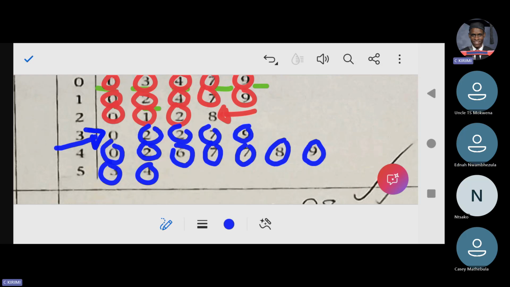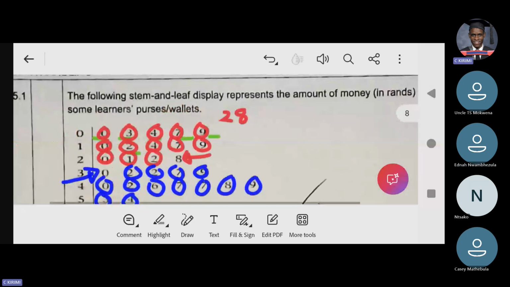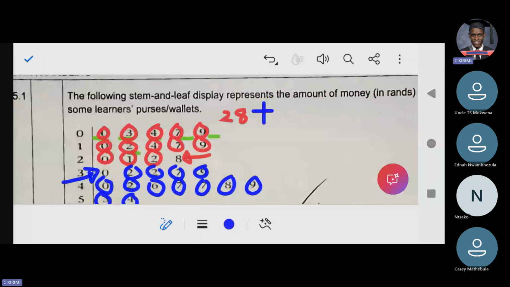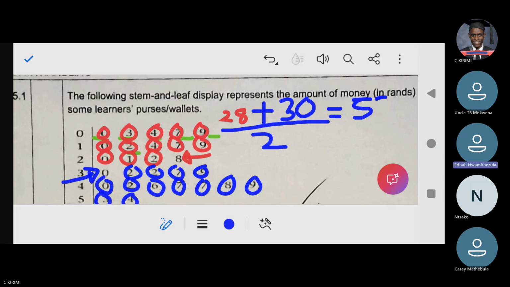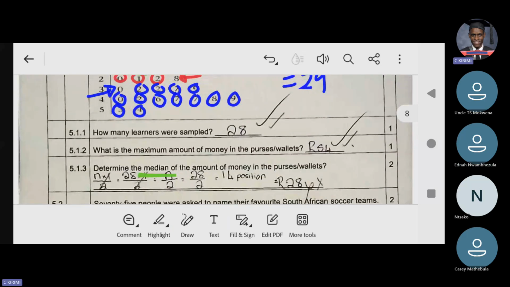So which means we are having 2 numbers at the middle, which are 28 and 30. I told you, if you have a situation where you have two numbers at the middle, you add them, then you divide by 2. So 28 plus 30, then you divide by 2, which is 29. Are we together? Yes. So the median there was 29.